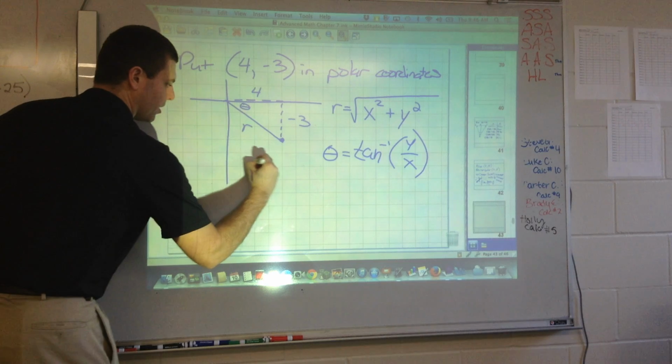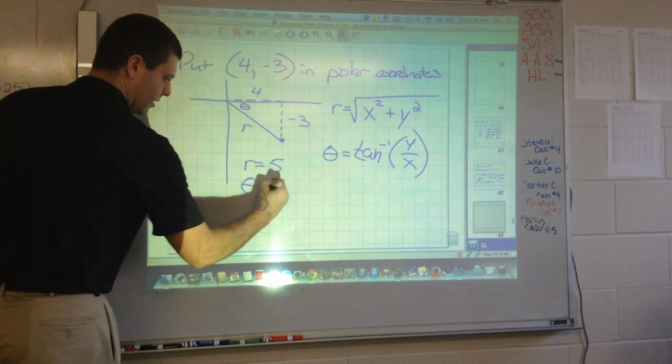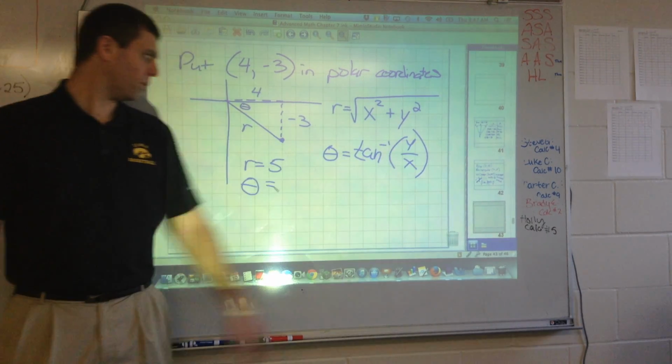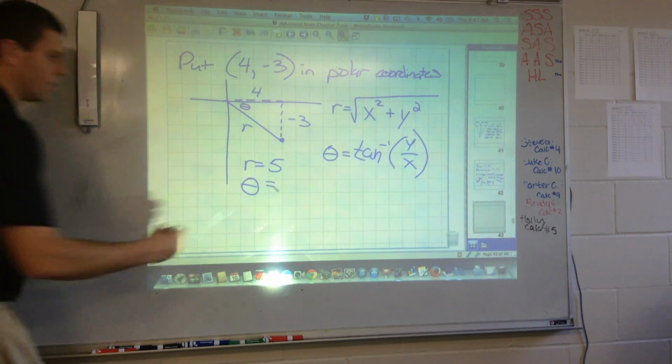We know that r would end up equaling 5. Theta equals the inverse tangent of -3 over 4. And in degrees, what'd you guys get? To the nearest tenth. Inverse tangent of -3 over 4. 36.8. Okay, there it is.